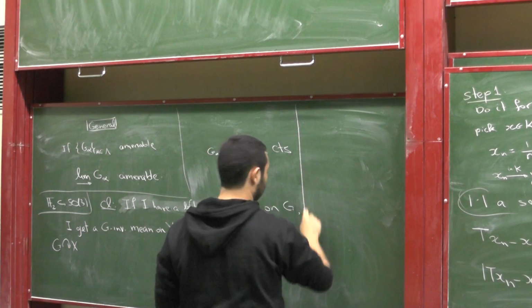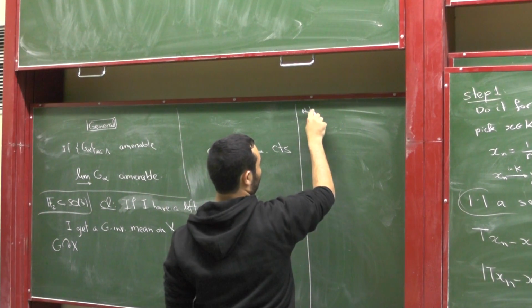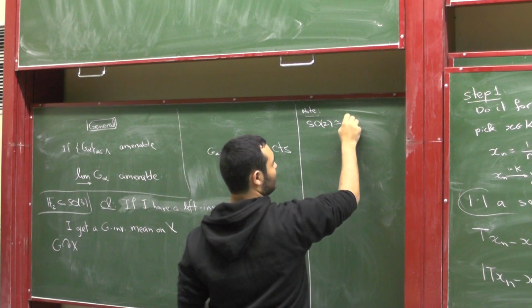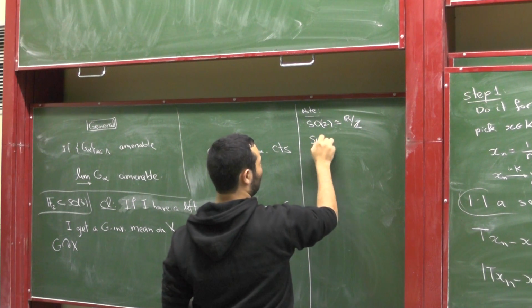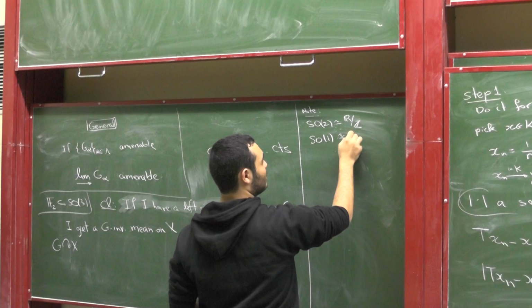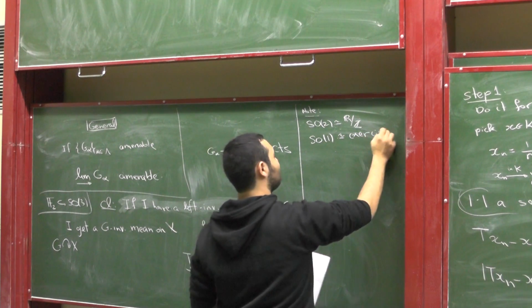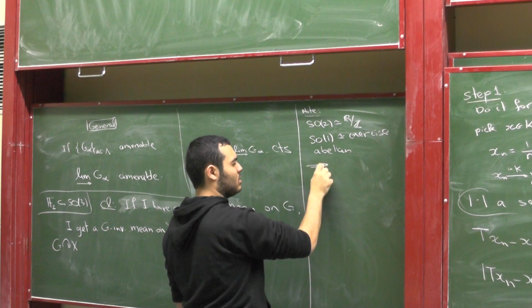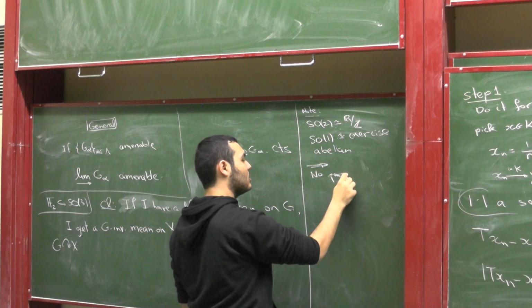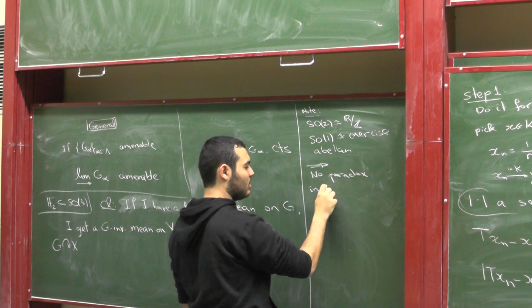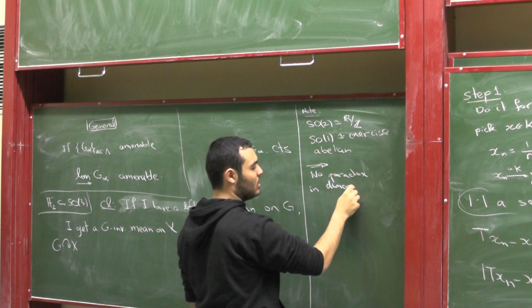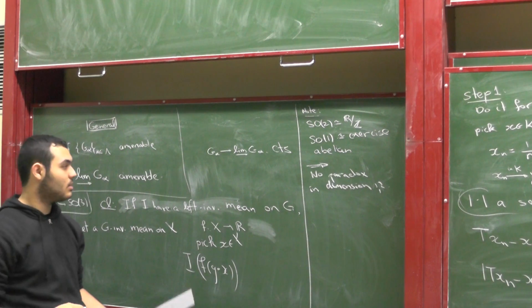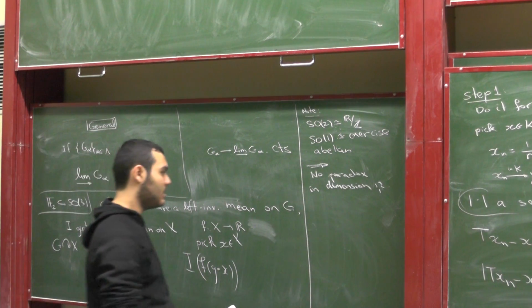So note that the group SO2 is basically the circle group, and SO1 is trivial, exercise. These are all abelian. So no paradox in dimensions 1 and 2, at least not for rotations. There are paradoxes for SL2 and others.